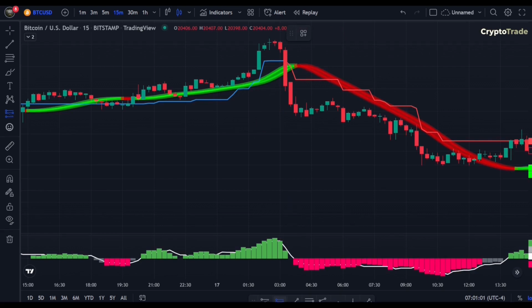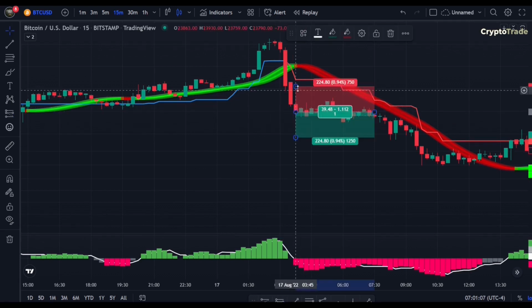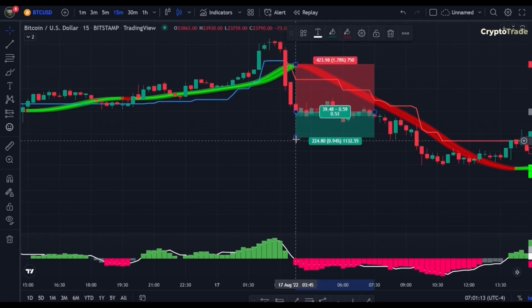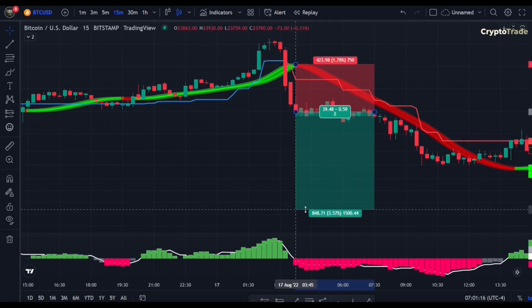Wait for the close of a red candle. If these conditions are met, then place a sell order at the close of the red candle. Place the stop loss above the FLI red line. The risk to reward ratio will be set to 1 to 2.